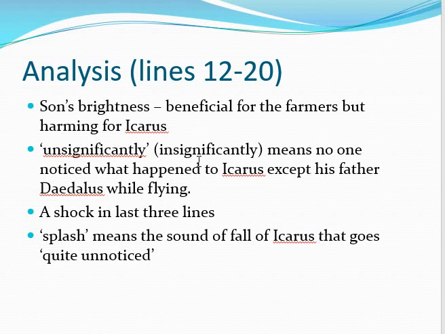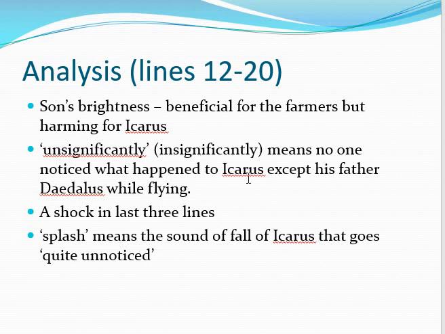The next point is unsignificantly. Basically the word is insignificantly, but the writer has used unsignificantly. Why has he used unsignificantly? He has used it because no one noticed what happened to Icarus. All the people remained busy in their tasks. No one noticed. It means his fall was not significant for anyone. So that's why the writer has used unsignificantly instead of insignificantly.